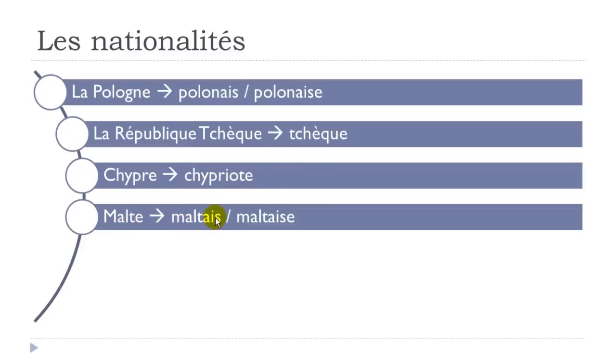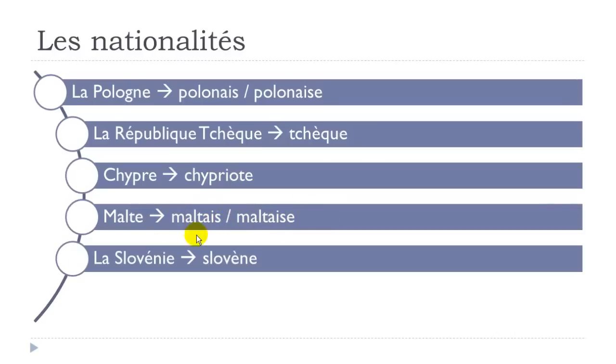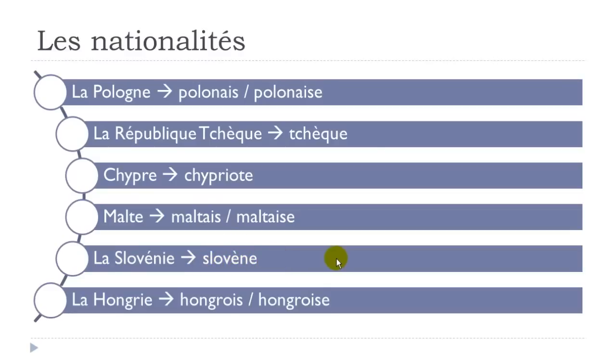Malte, maltais, maltaise. So remember, as I said previously, the only difference is the S. Maltais, maltaise. La Slovénie, so only one form here, slovène, slovène. Remember, E accent grave, you open it, slovène. La Hongrie, hongrois, hongroise. Okay, so here, final S not pronounced for the masculine form, and then you pronounce it here for the feminine form. Hongrois, hongroise. Okay.